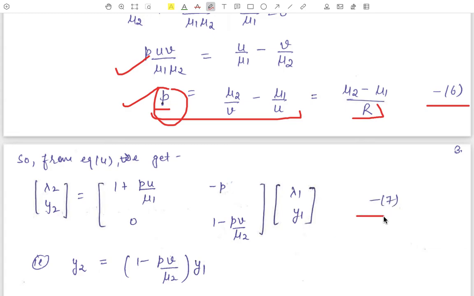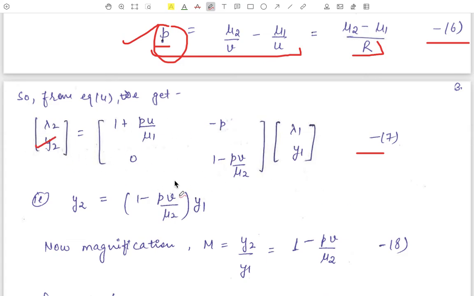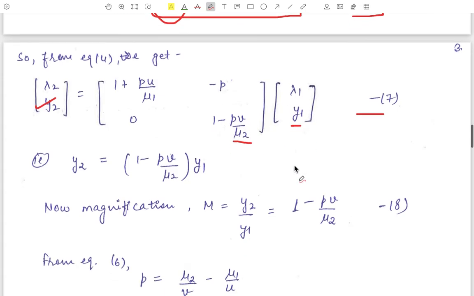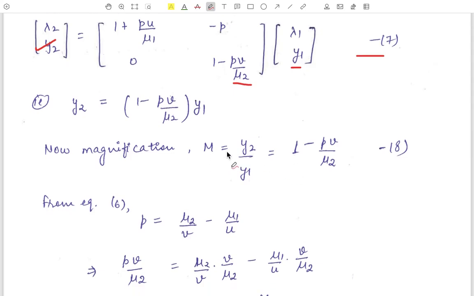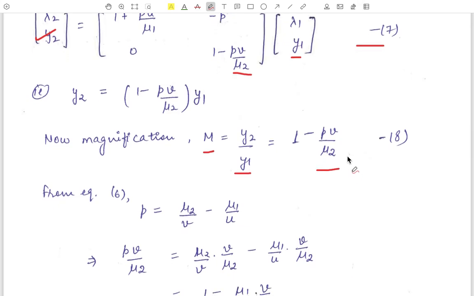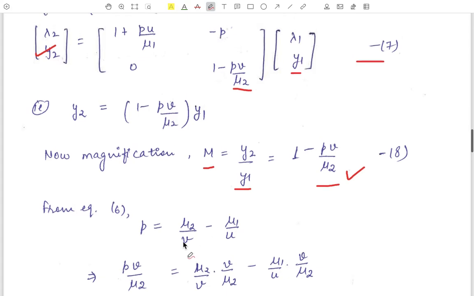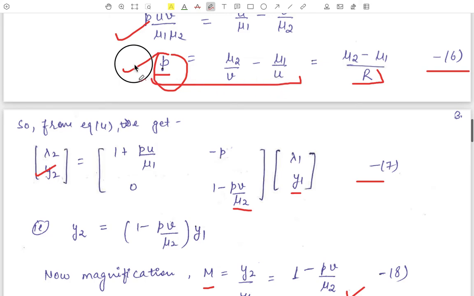अगेन हम यहाँ से किसकी वैल्यू फाइंड आउट करते हैं, y2 की वैल्यू फाइंड आउट करते हैं इस इक्वेशन से. तो क्या आएगी, y2 is equal to 0 into lambda 1 that is 0 plus 1 minus pv upon mu2 into y1. ठीक है, यहाँ से मैग्निफिकेशन हमें क्या मिलेगी, magnification that is y2 upon y1. ठीक है, height of the image to the height of the object is the magnification that is equal to, from this equation, 1 minus pv upon mu2. ठीक है, so this is the magnification for this system and now we get the value of p is equal to mu2 upon v minus mu1 upon u from this equation number 6.